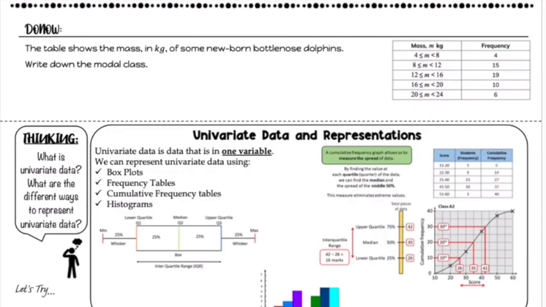All right, let's take a look at today's do now. The table shows the mass in kilograms of some newborn bottlenose dolphins. Write down the modal class. So the modal class for this problem is the highest frequency, which is 19, which is 12 less than or equal to m, which is less than 16.